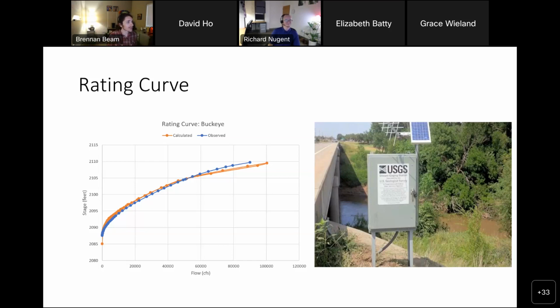Once I'm comfortable that my model is representing reality well, I can pull this relationship from anywhere in the stream. That location is called the index point, and we'll talk about that in later slides. But the rating curve is really just the relationship between flow and stage at some point in the channel.